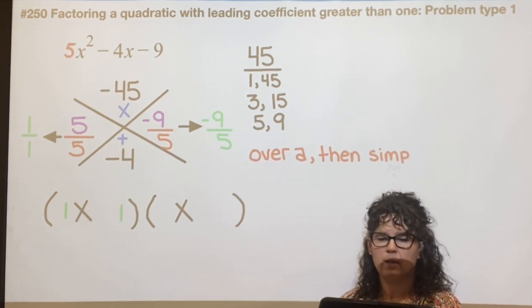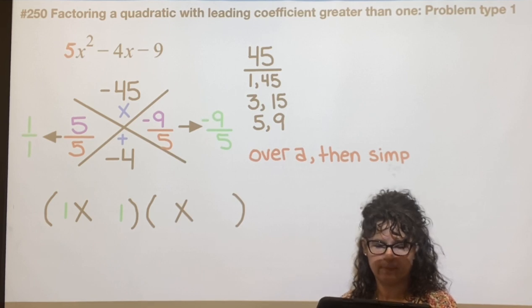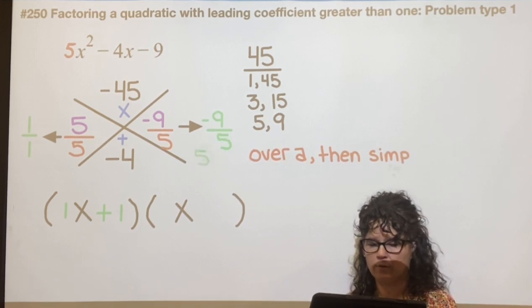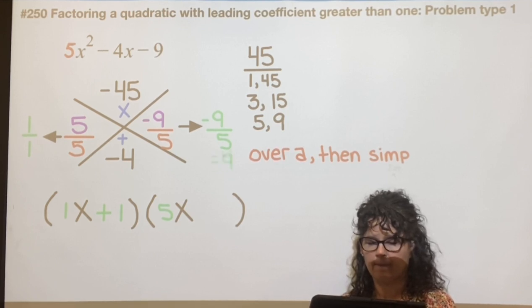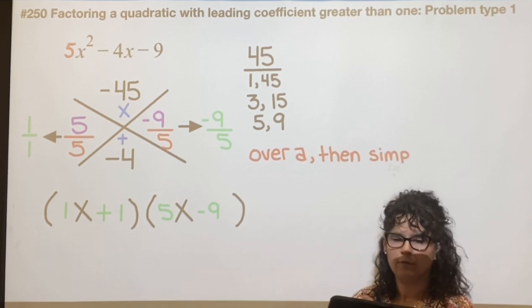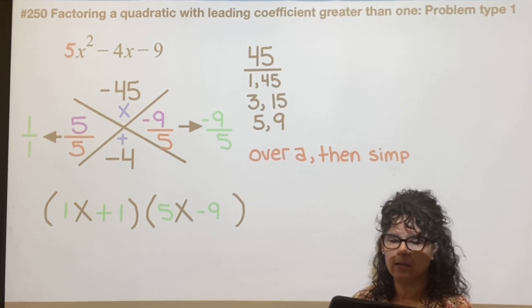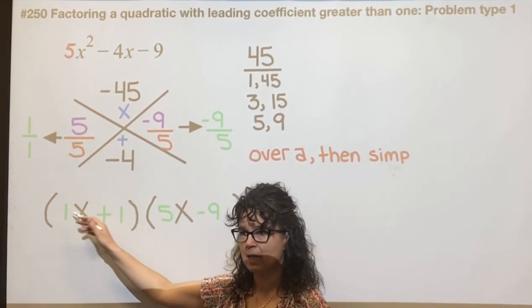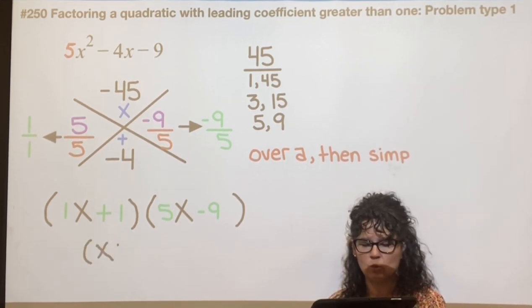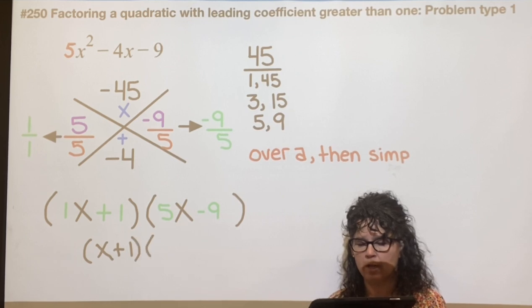So this is going to be 1, and then I'll make that a plus. The 5 goes in the front. And -9 goes in the back. Now for my final answer, I really don't need this extra 1. 1 times x is x. So I'm going to say my final answer is x plus 1 multiplied by 5x minus 9.